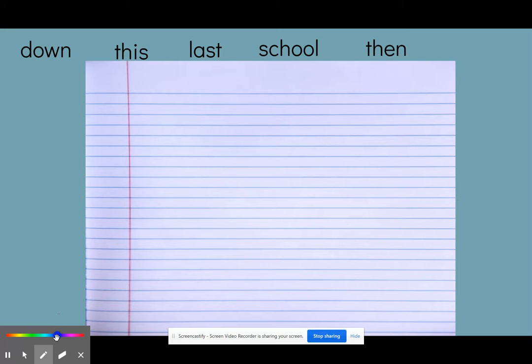Okay. So the first sentence we are going to write is going to say, I go down the slide. So let's count out our words first. I go down the slide. So we have 5 words. Remember when we write in our journal, we start all the way over to the left side by this red line, and we work our way across from left to right. And if we need more space, then we come back to the red line and continue from left to right.